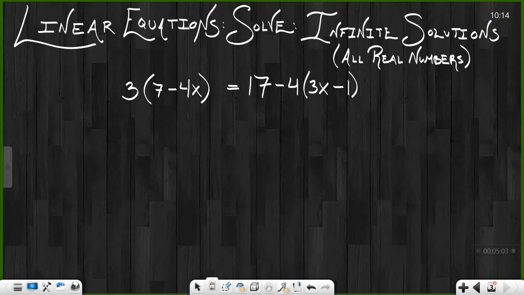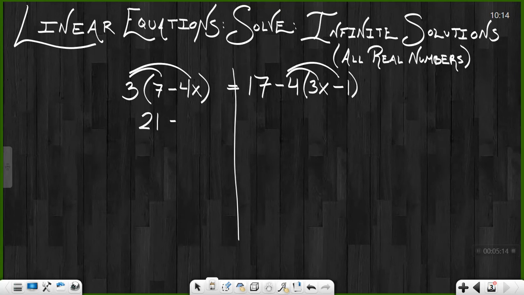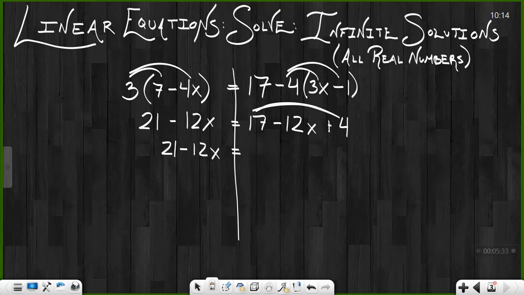Let's take a look at a different example. This next one, as you can see, we're going to get infinite solutions, and let's see how that happens. Start off by solving it the same way we did before. We're going to distribute on both sides. 3 times 7 is 21, minus 3 times negative 4 is negative 12x. On the other side, the 17 isn't touched. We're just distributing the negative 4, giving me a negative 12x plus 4. If I continue to simplify both sides, the left side is already simplified, but on the right side I can put 17 and 4 together, giving me 21 minus 12x.